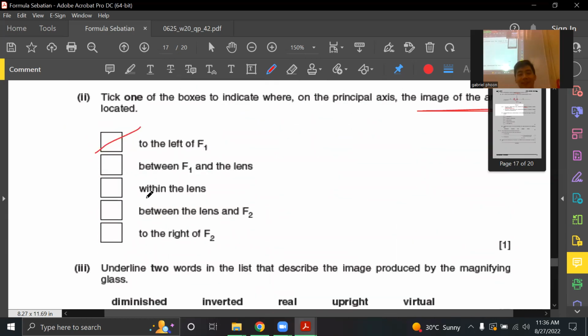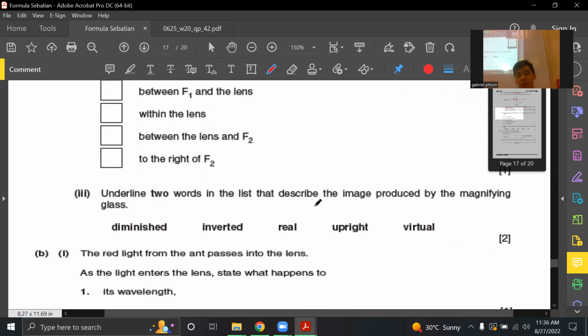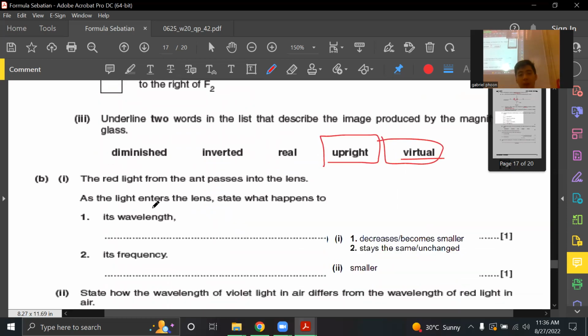Next one is you. Okay, 2 words to describe this. Obviously, it is going to be virtual, and it's definitely going to be upright for sure because these are magnifying glasses, right? And they ask you, as the light enters the lens, state what happens to the wavelength?